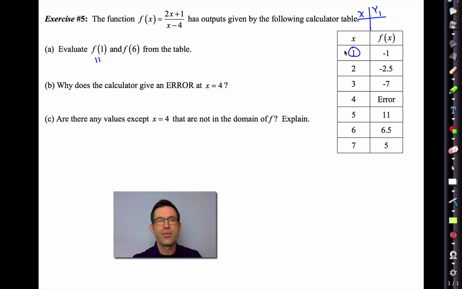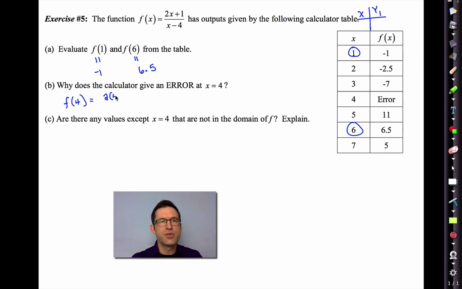Here's my input, and my output is -1. When my input is 6, my output is 6.5. Now letter B says, why does the calculator give an error at x equals 4? Why does that happen? Well, let's take a look. Let's try to figure out what f of 4 is.